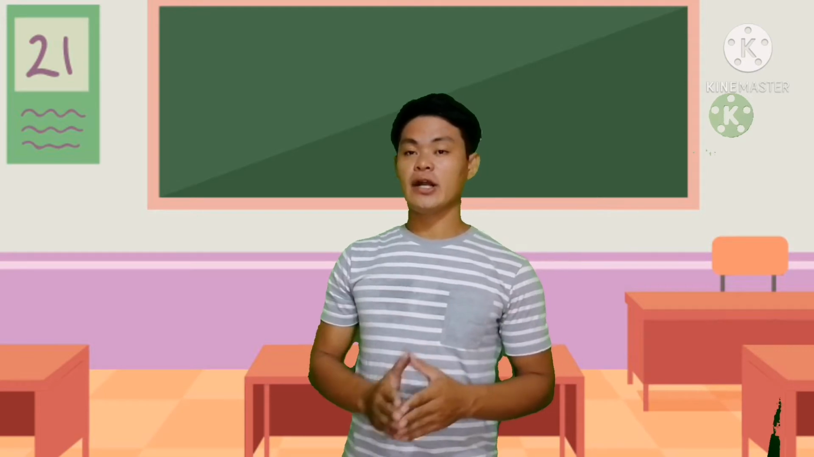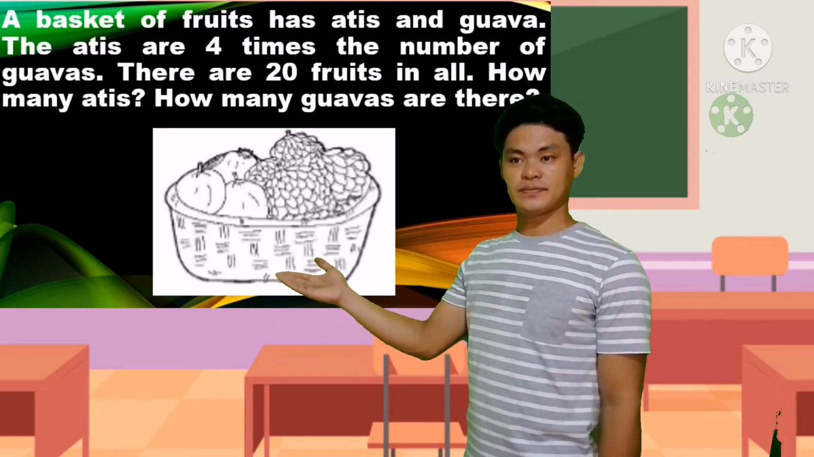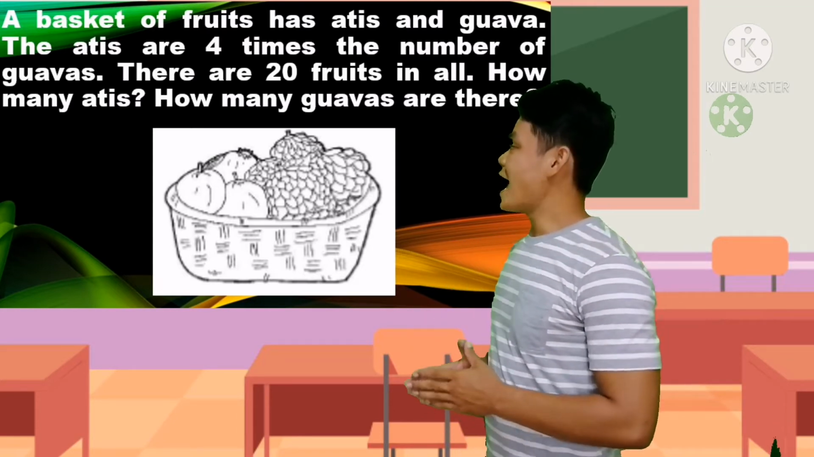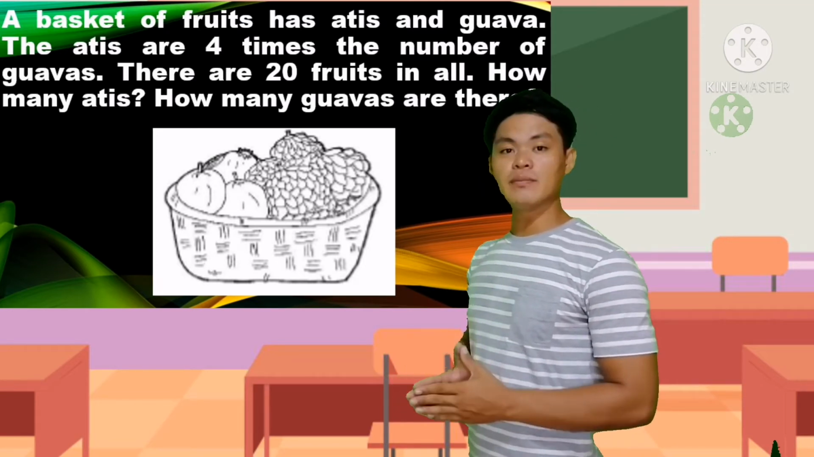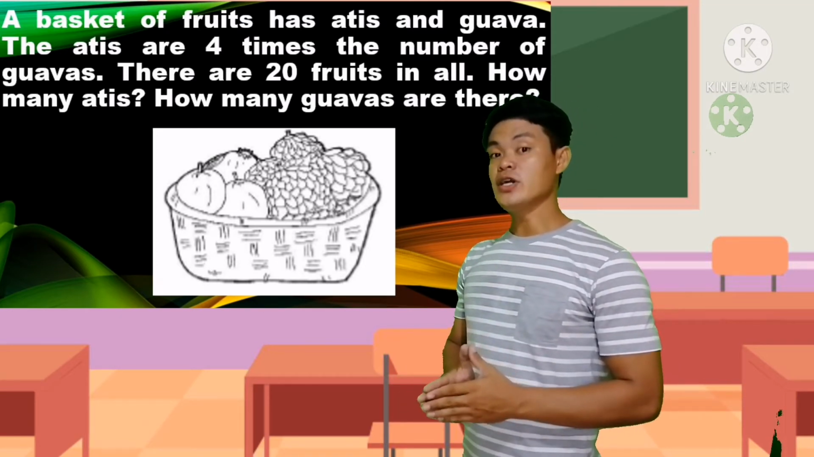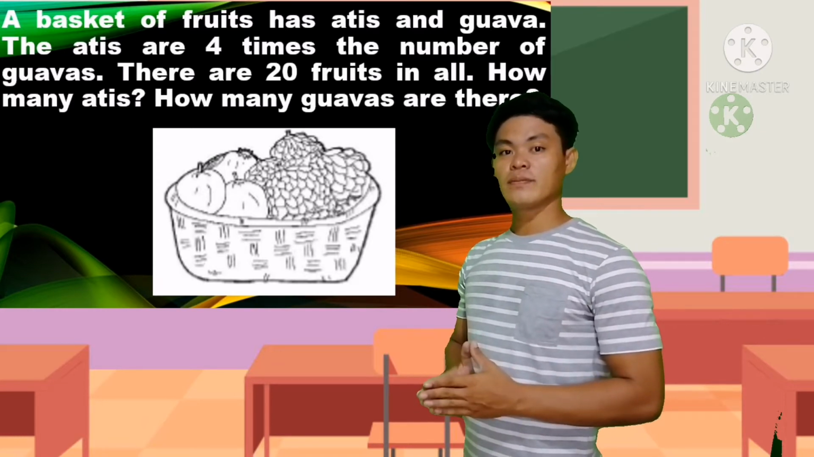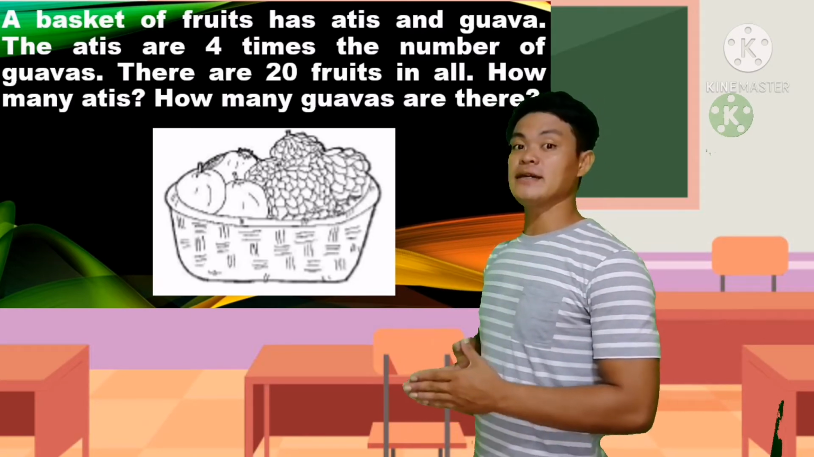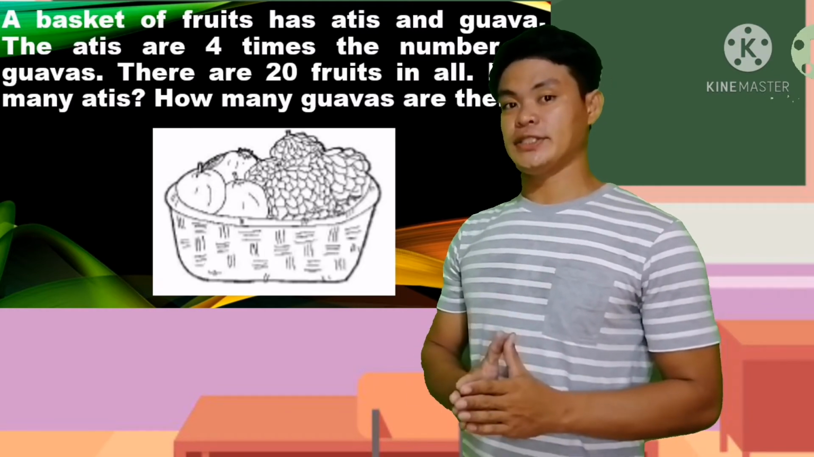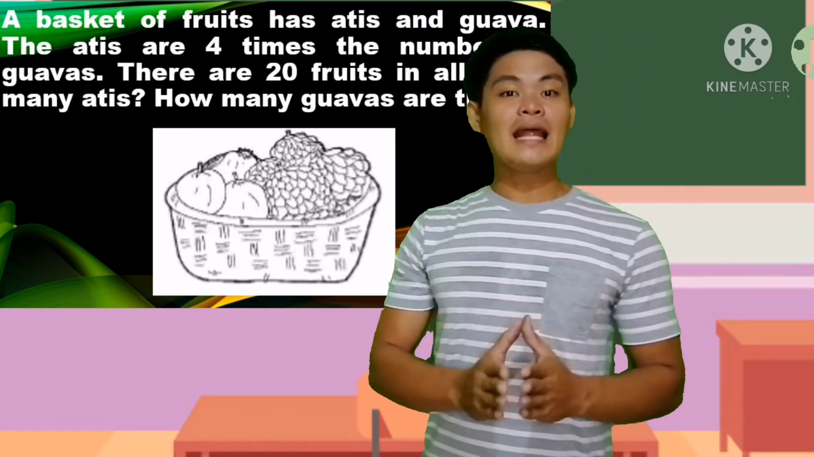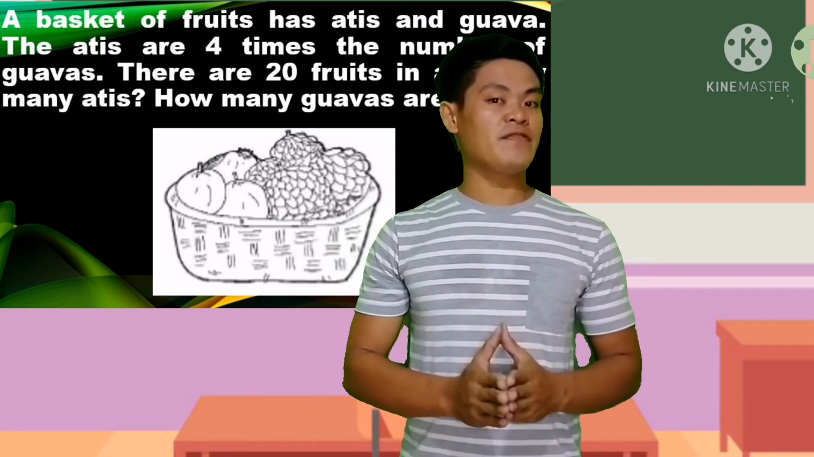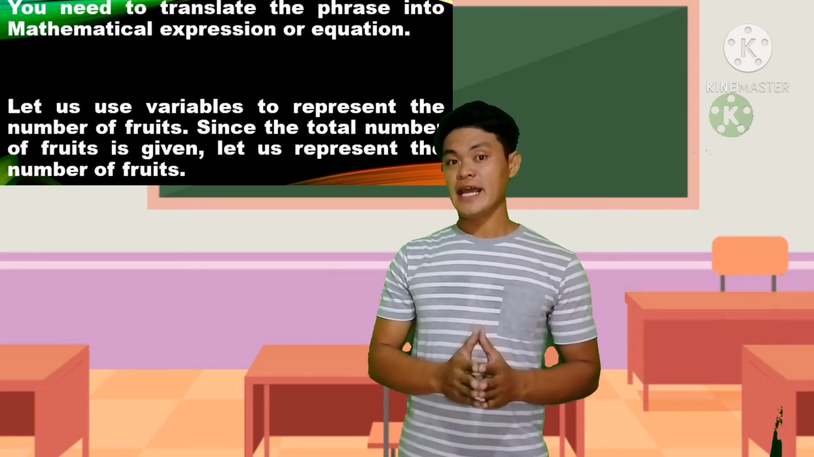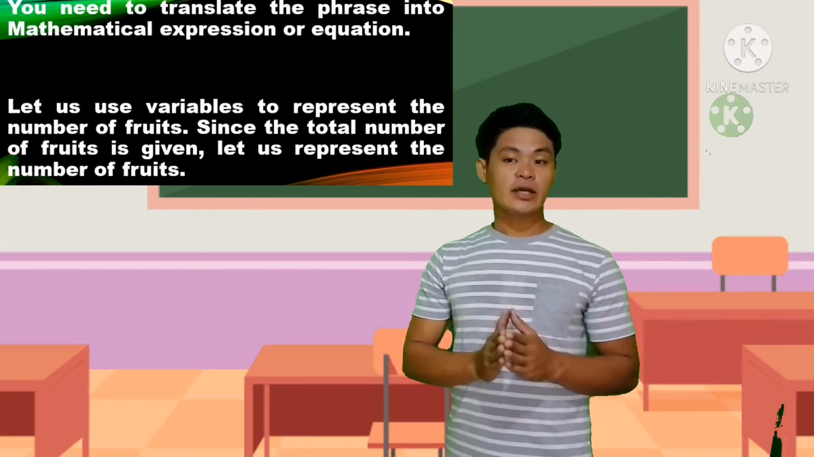Now, I have here a problem about fruits. A basket of fruits has atis and guava. The atis are 4 times the number of guavas. There are 20 fruits in all. How many atis and how many guavas are there in the basket? To find the answer to the problem, let us apply what we have learned in our previous lesson. You have to translate mathematical phrases into expressions and equations.